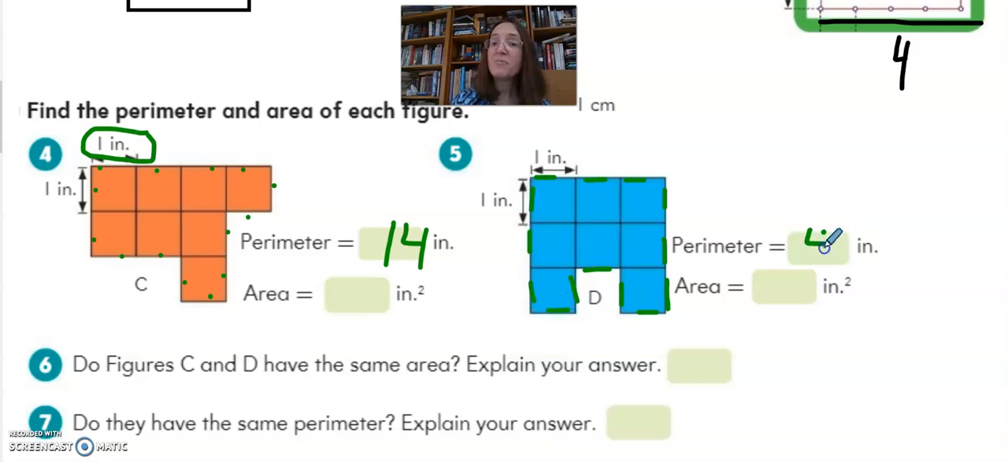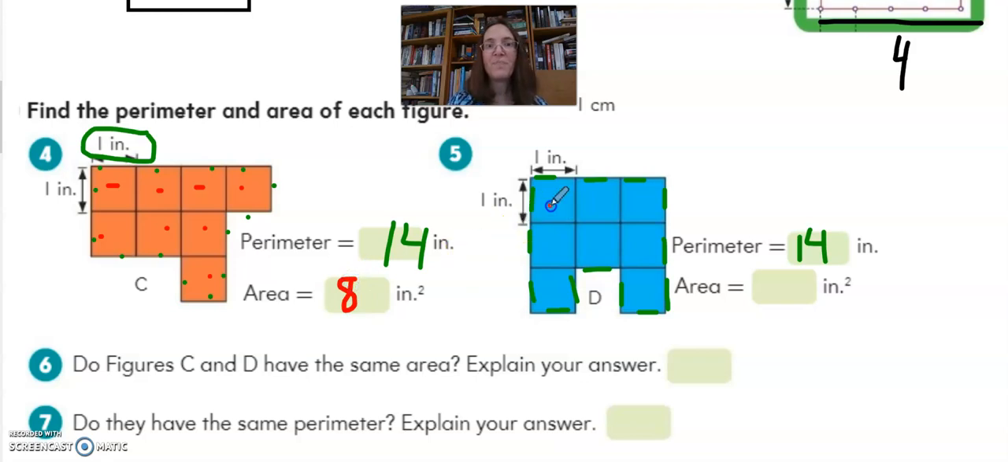Ooh, they have the same perimeter. But remember, that doesn't mean they'll have the same area. So I'm going to predict that they do not have the same area. Let's see if I'm right. To count the area, I need to do the number of squares because area is a two-dimensional measurement. 1, 2, 3, 4, 5, 6, 7, 8. The area is 8 inches squared.